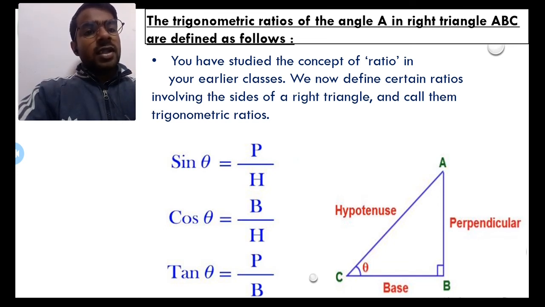When we divide sin theta by cos theta, the answer becomes tan theta. That is, sin upon cos gives tan theta. Here P upon H divided by B upon H comes to P upon B. Tan theta is equal to P upon B, meaning perpendicular upon base.